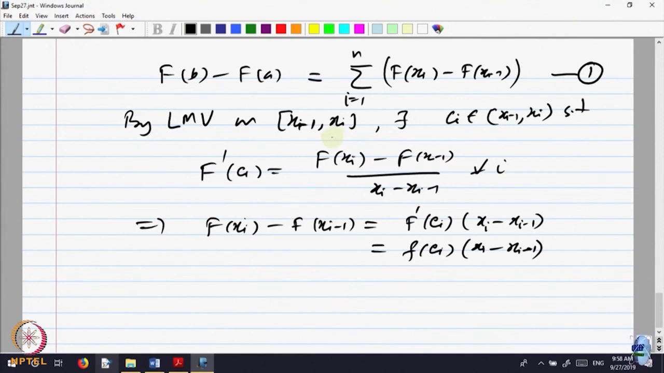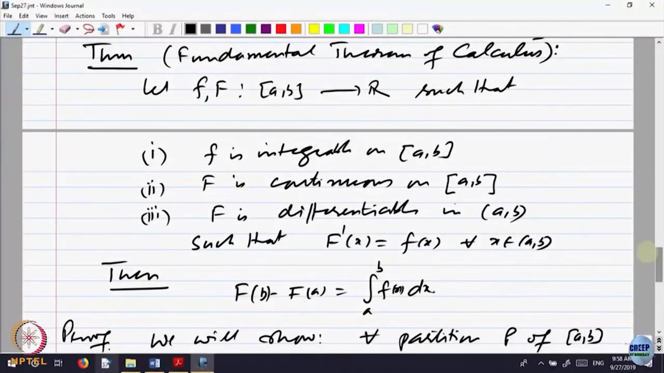One should check that the conditions of Lagrange's mean value theorem are applicable. Capital F is continuous everywhere, so it is continuous on the interval x_i minus 1 to x_i. It is differentiable in the open interval, each one of them, x_(i-1) to x_i. So Lagrange's mean value theorem is applicable for each closed bounded interval x_(i-1) to x_i. That is why those conditions were put, both of these.